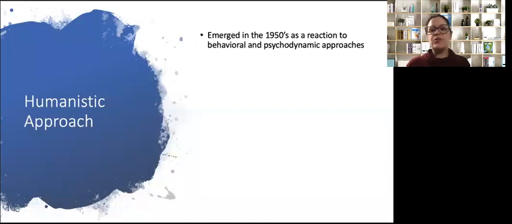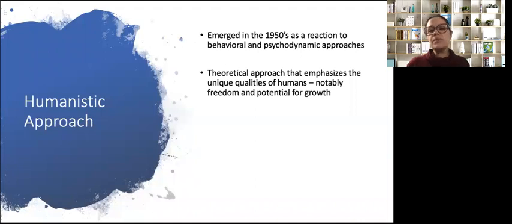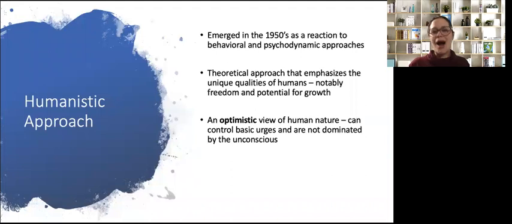And finally, we have the humanistic approach. So this emerged in the 50s, sort of as a reaction to both the psychodynamic and behavioral approaches that were being presented. So this approach really emphasizes the unique quality of humans in their freedom and potential for growth and change throughout your lifetime. It's a really optimistic view of human nature. It sort of goes against the Freudian approach, where he argues we can't control any of our basic needs or impulses. The humanistic approach is going to say the opposite of that.